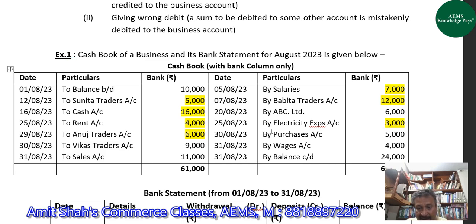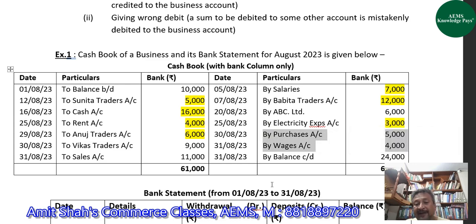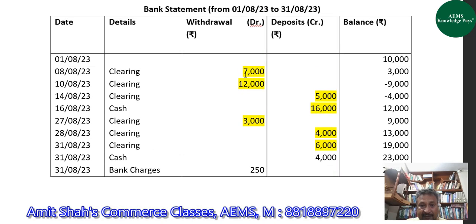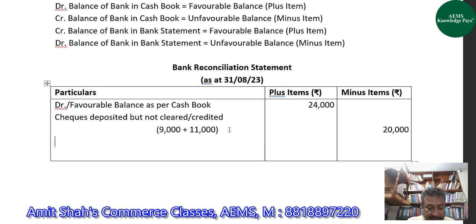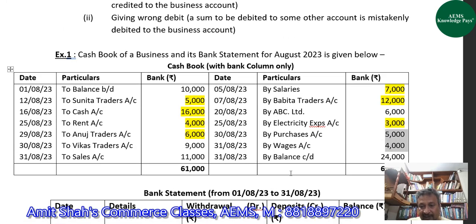Right? Now, guys, the other reason for difference. The two checks that we issued have not been presented yet, or have not been debited in our bank yet. The checks of 5,000 and 4,000 are not visible anywhere on the withdrawal side. This we call checks issued but not debited or presented in the bank. And the total of that is 5 plus 4, that is 9,000.